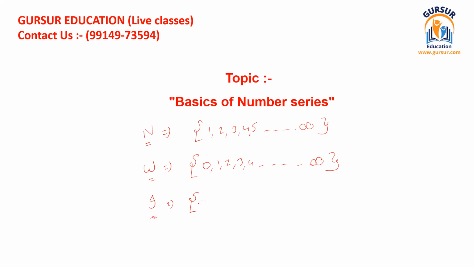So from this side we are writing some numbers: -4, -3, -2, -1, then 0 is there, then 1, then 2, then 3, and till infinity, starting from infinity, because there is no end for negative numbers and no end for positive numbers. All this set is known to be the set of integers.